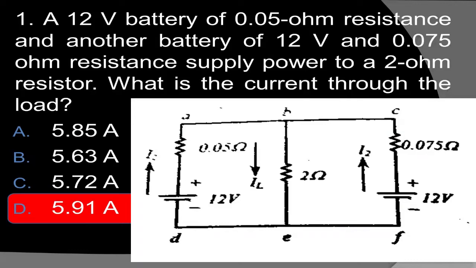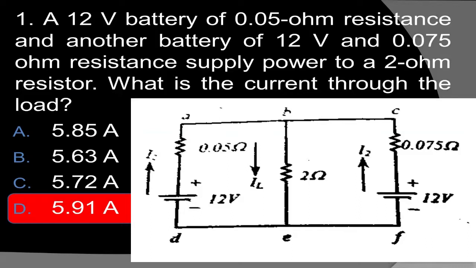Then we have 0.05, then the 12 volts. Take note, guys, that this is plus, this is minus, plus and minus. What is the current through the load?